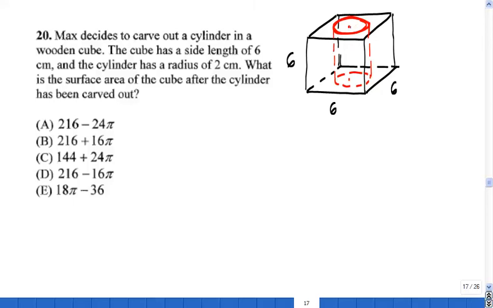Now that cylinder has a radius of 2 centimeters. Can somebody tell me what is the height of that cylinder? Well, if it's carved out of that wooden cube, its height is going to be 6, right? Good. Everybody agrees with me. What is the surface area of the cube after we cut that?